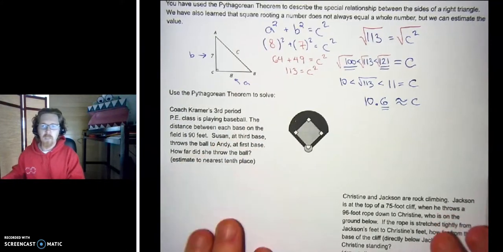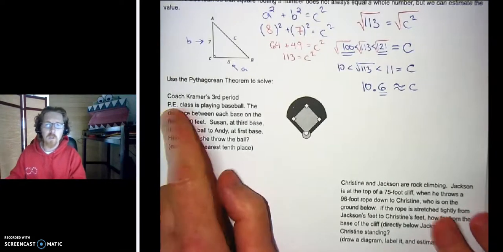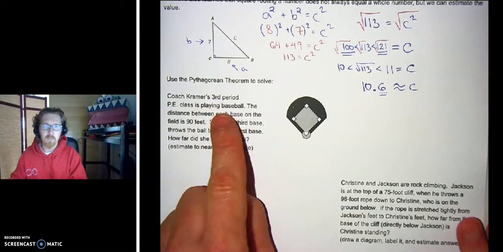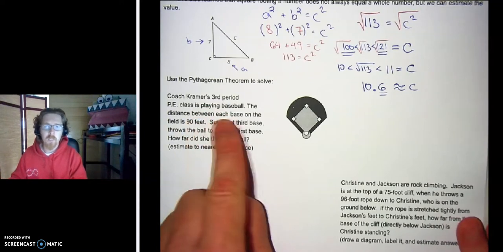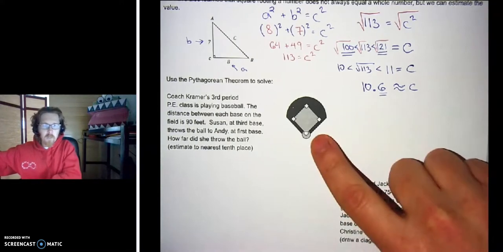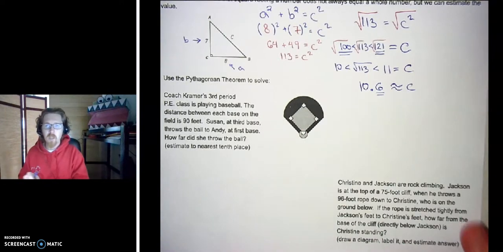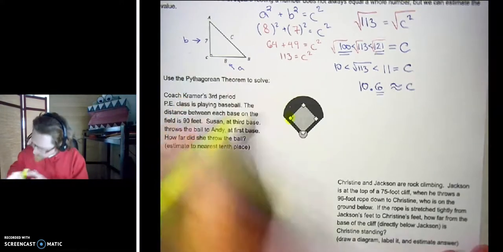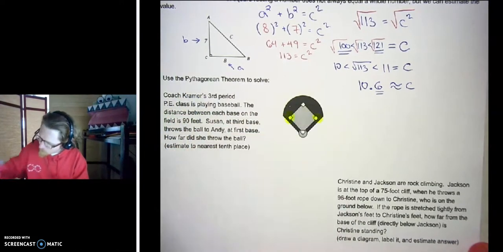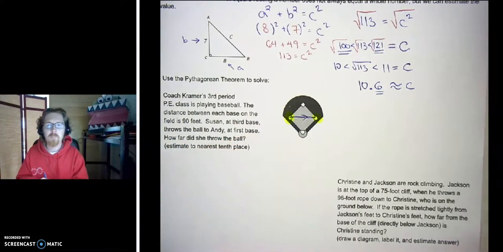Let's talk about some applications that the Pythagorean theorem can handle. So let's say Coach Kramer's third period PE class is playing baseball. The distance between each base is 90 feet. So looking at our square, we know that from home plate to first to second, it's 90 feet each. Susan is at third base and she throws the ball to Andy at first base, straight across. How far did she actually throw it?